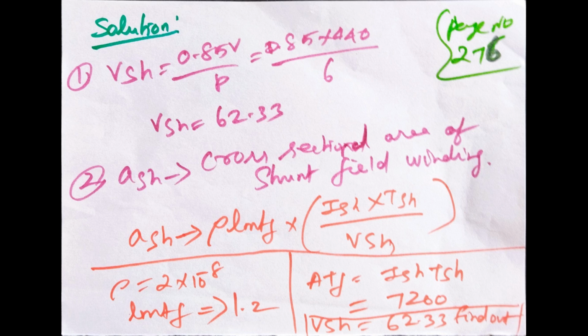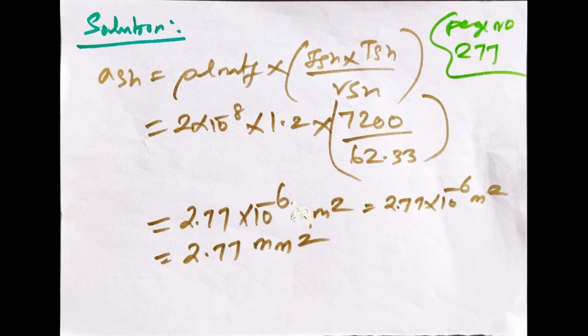Continuation of the solution. VSH is equal to 0.85 V divided by P, VSH is equal to 62.33. ASH is the cross sectional area of the shunt field winding. ASH is equal to rho LMTF into bracket of ISH into TSH divided by VSH. Rho is equal to 2 into 10 power minus 8. LMTF is equal to 1.2. ATF is equal to ISH into TSH, that is 7,200. VSH value is equal to 62.33, which we have found.